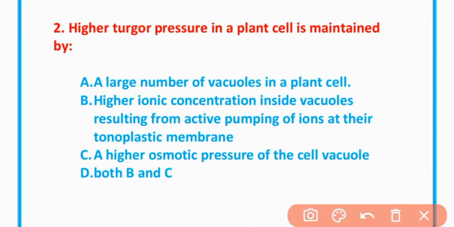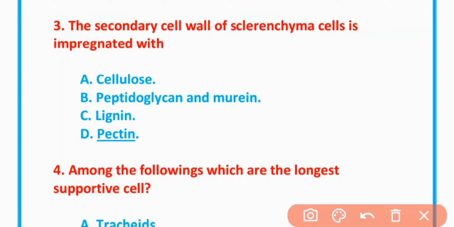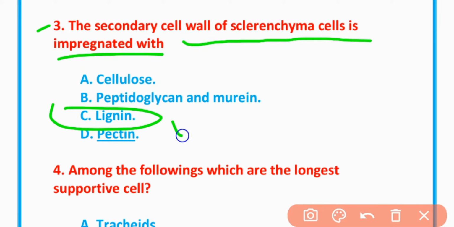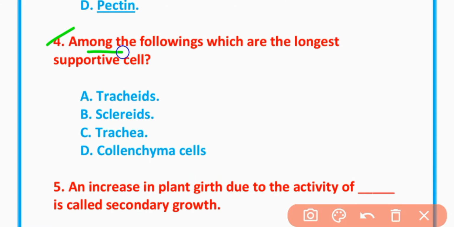MCQs number 2. Higher turgor pressure in plant cell is maintained by option D, both B and C is correct. 3. The secondary cell wall of sclerenchyma is impregnated with lignin. Option C is correct. Among the following, which are longest supportive cell? Tracheids. Option A is correct.